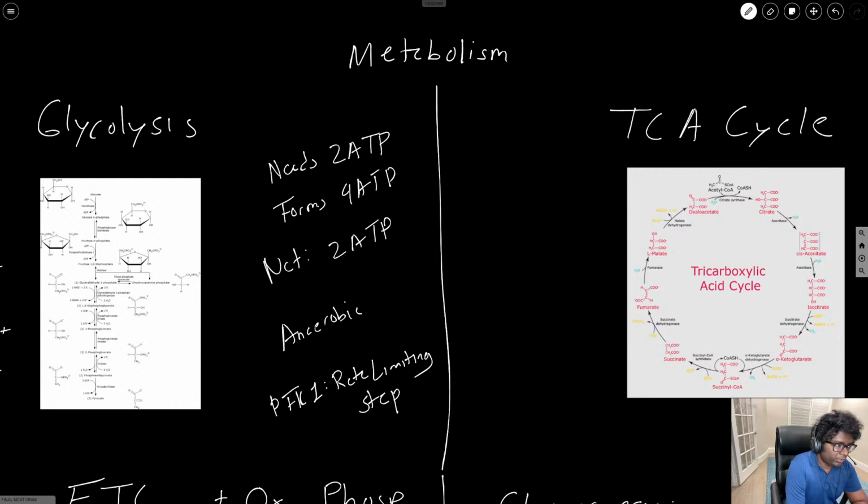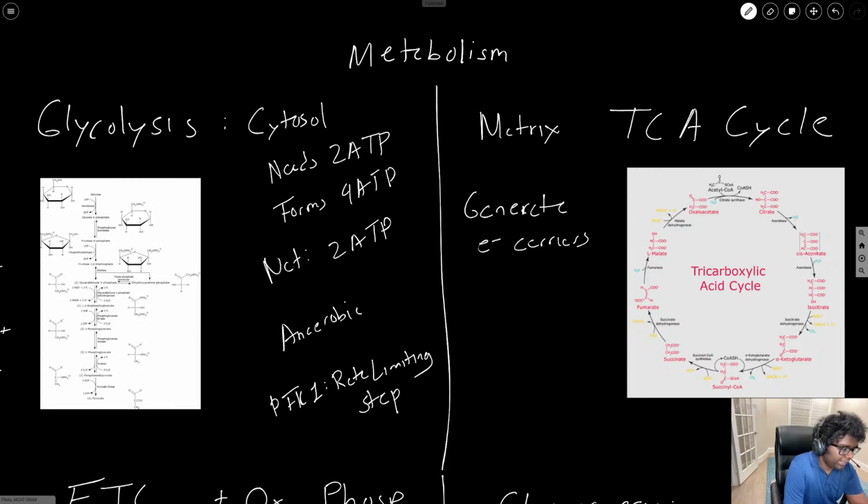Glycolysis occurs in the cytosol, by the way. The citric acid cycle occurs in the mitochondrial matrix. Its main purpose is to generate electron carriers for oxidative phosphorylation and the electron transport chain. Mainly it's NADH and FADH2.